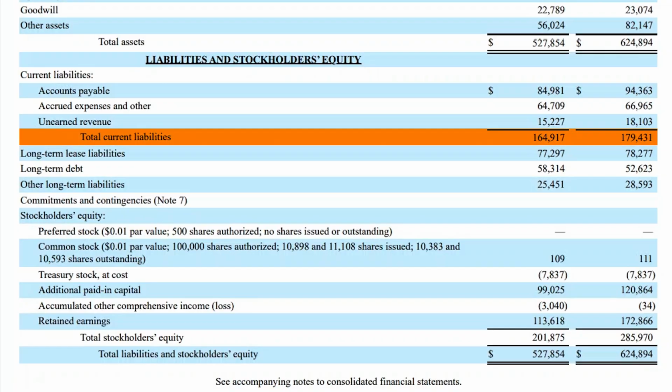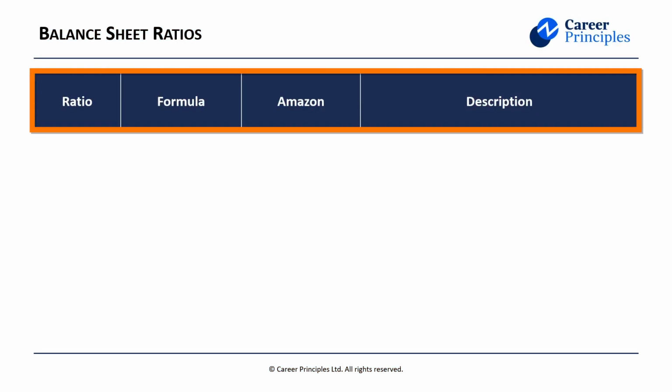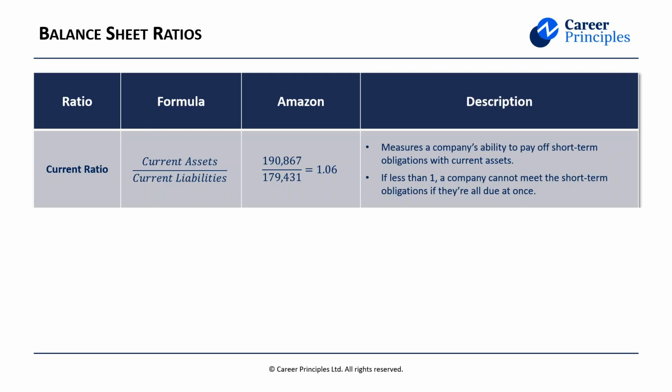That wraps up the total current liabilities, and because we've calculated the current assets and the current liabilities, we can then calculate a ratio. The first ratio we have is the current ratio, which is simply current assets divided by current liabilities. This is going to assess Amazon's ability to cover any short-term obligations. You can see I've computed the numbers here for 2024, and we've got a ratio above 1, which basically means that if all the obligations were due today, Amazon would still be able to meet them.